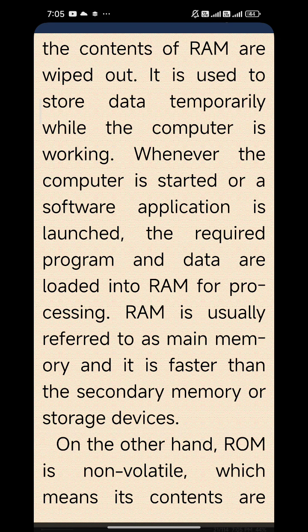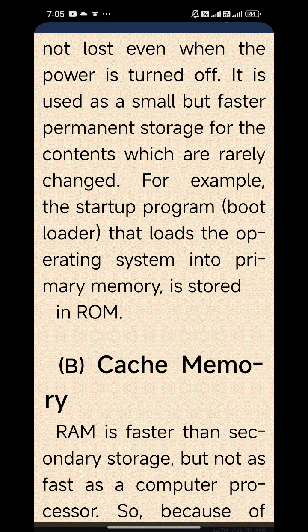RAM is usually referred to as main memory, and it is faster than the secondary memory or storage devices. On the other hand, ROM is non-volatile, which means its contents are not lost even when the power is turned off. It is used as a small but faster permanent storage for the contents which are rarely changed. For example, the startup program, bootloader, that loads the operating system into primary memory is stored in ROM.